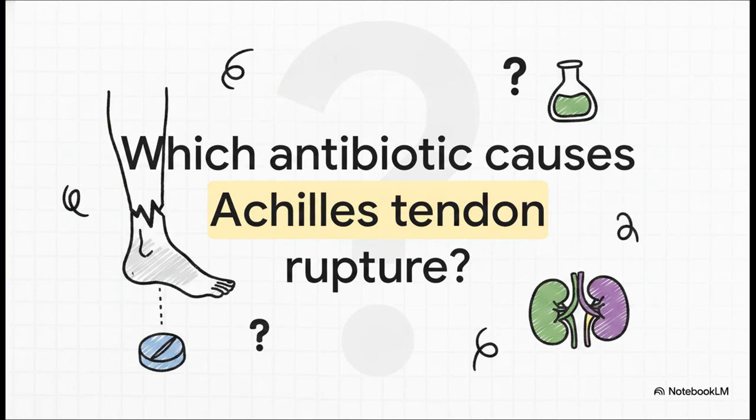So, quick question. What common antibiotic can actually cause a sudden, catastrophic Achilles tendon rupture? I know, it sounds like some bizarre medical mystery, right? But it's actually a highly testable, absolutely crucial reality in clinical pharmacology. Today, we're going to unlock the answer to this, along with a bunch of other high-stakes clinical scenarios.